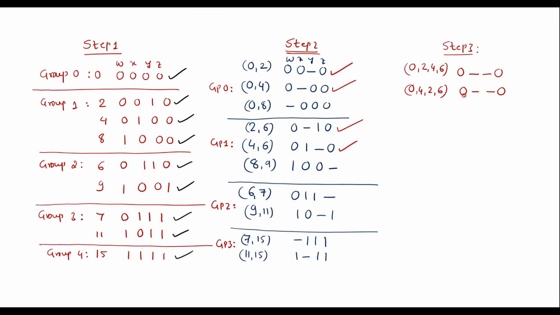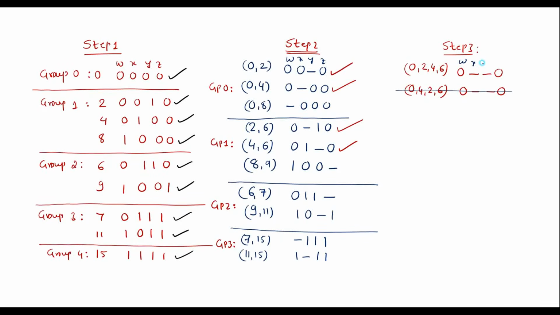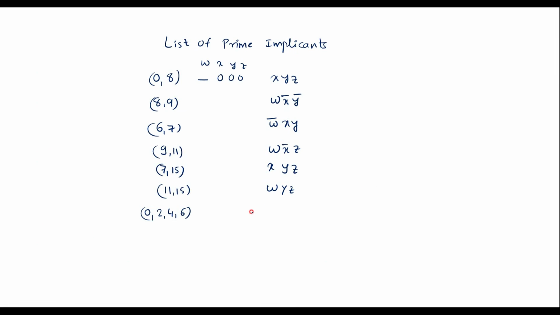In step 3 also it does not have any check mark. Here we can observe that 0246 and 0426 have the same number, that is 0 dash dash 0. We are supposed to write it only once as it contains the same number. So I will ignore one and write only 0246. It covers the min terms 0, 2, 4, 6, which with respect to w, x, y, z is w bar z bar.